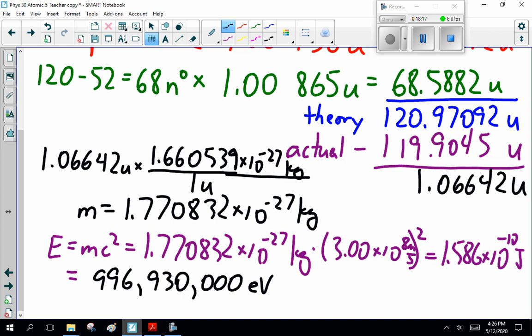Yes, just double checking. 6930. Okay, yeah, close enough. So, how many electron volts is that? 996 mega electron volts. Actually, 997, isn't it?